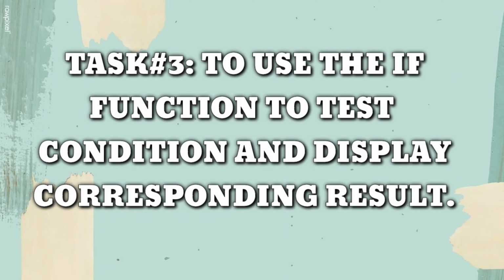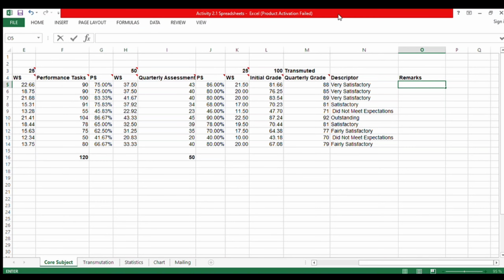Task 3: use the IF function to test a condition and display the corresponding result. Let's start determining the grade remark by using the IF function, and the formula will be equal sign IF open parenthesis M5 greater than or equal to 75, and the value if true is passed and the value if false is failed.